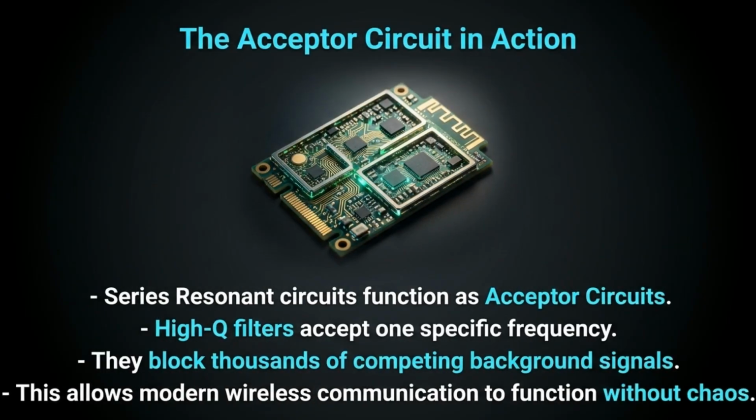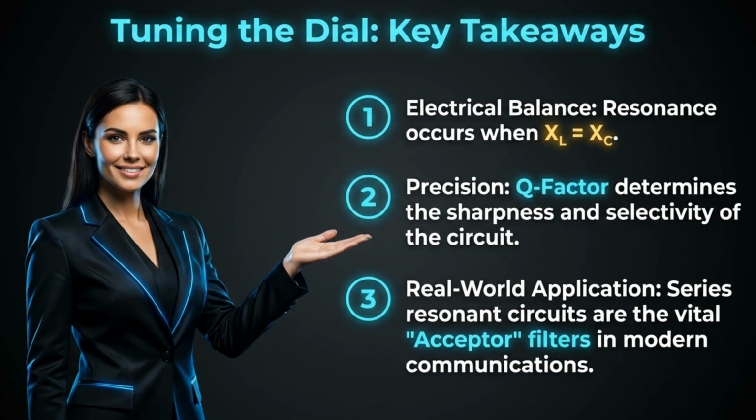In practice, series resonant circuits act as acceptor circuits. These filters isolate specific frequencies while blocking background signals, which is essential for modern wireless communication. In summary, series resonance achieves electrical balance, the Q factor dictates tuning precision, and these circuits serve as vital filters in our communications technology.